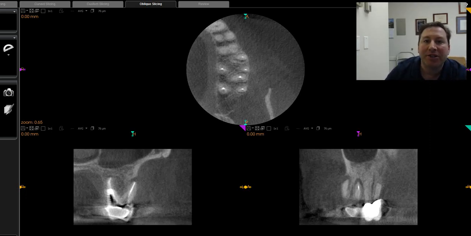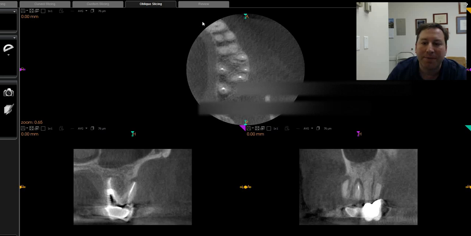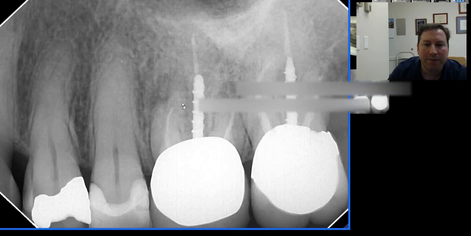I'm here to do a presentation on the use of the cone beam CT to identify and detect MB2 canals. So this case came in this morning, 47-year-old female, ASA1, non-contributory medical history. Patient was referred for tooth number 14.